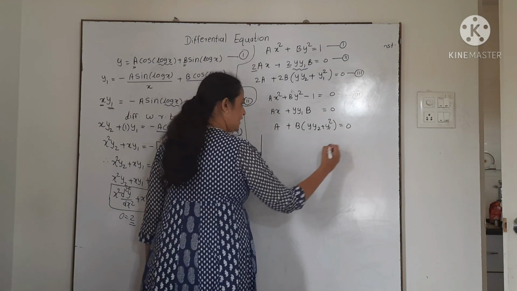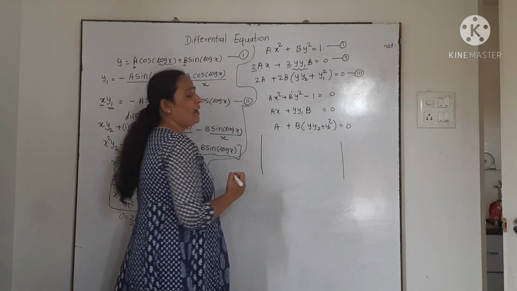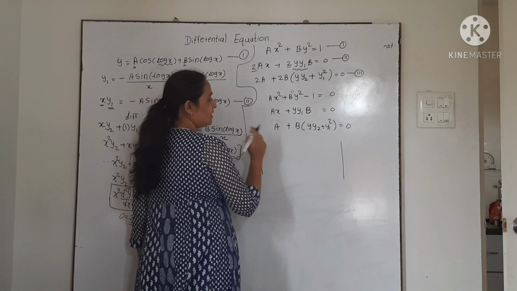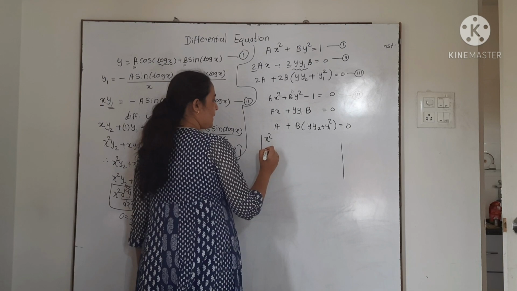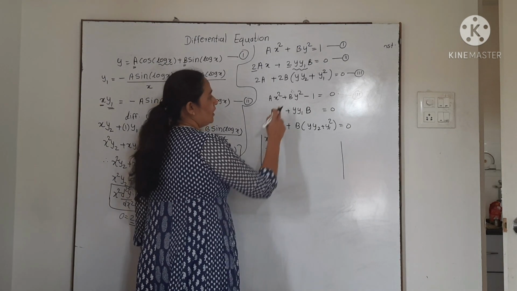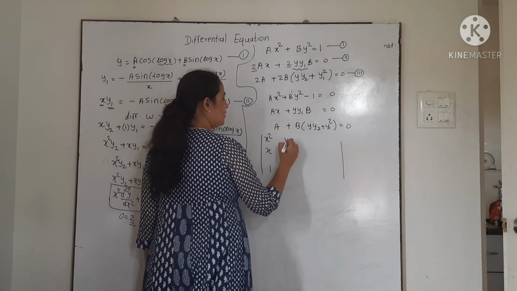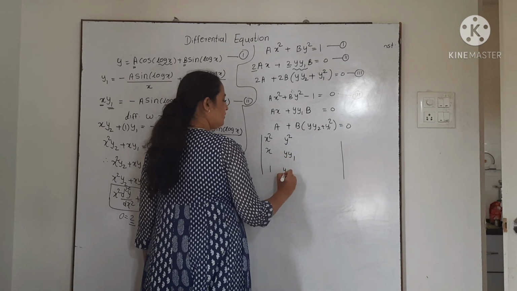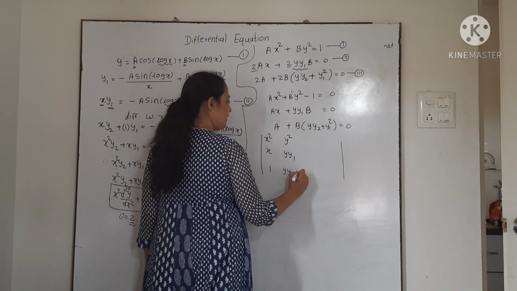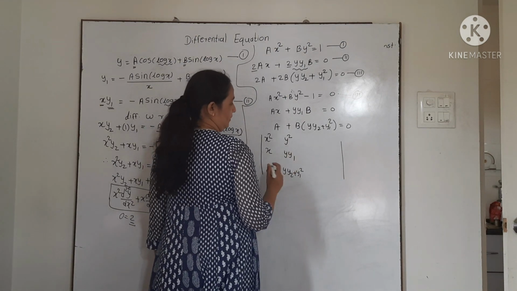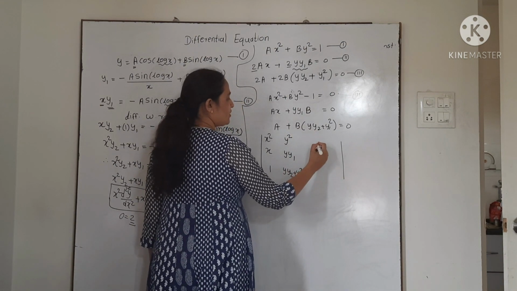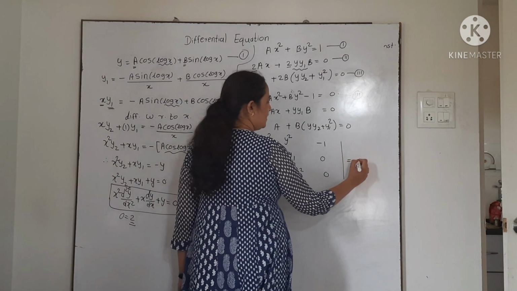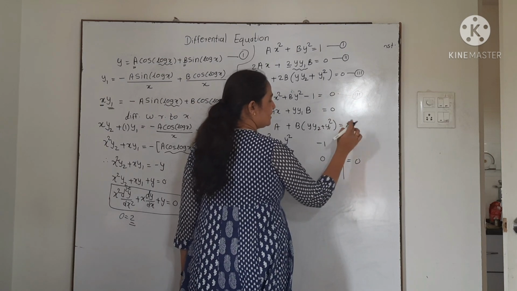Now write down the determinant. See, the coefficient of a will be your first column. What is the coefficient of a in these three equations? x square, x and 1. Now the coefficient of b, in the first equation it is y square, in the second one it is y y1, and in the third equation it is y y2 plus y1 square, and in the third column we will consider the constant term. We have only minus 1, so the remaining elements will be 0, and this is equal to what you have on the right hand side, 0.